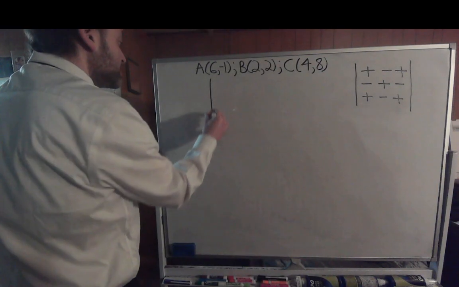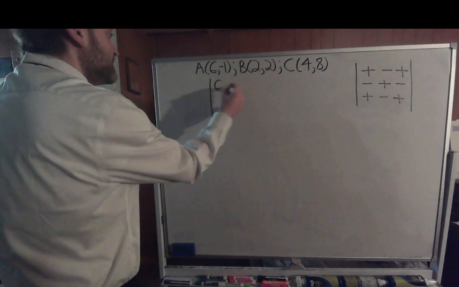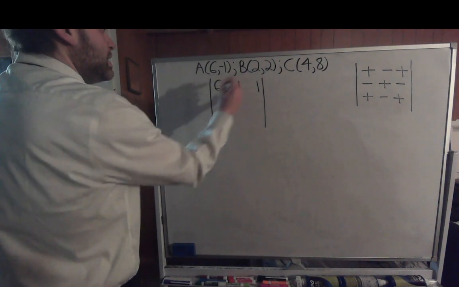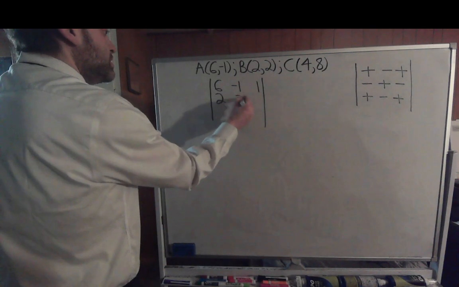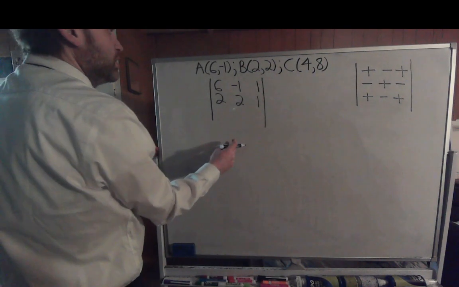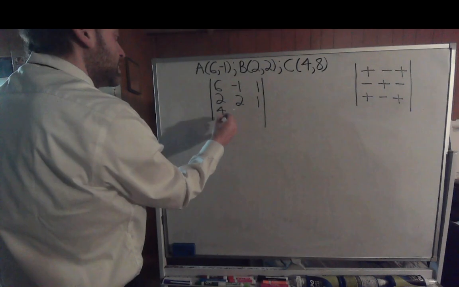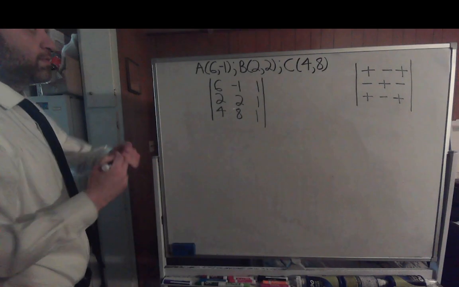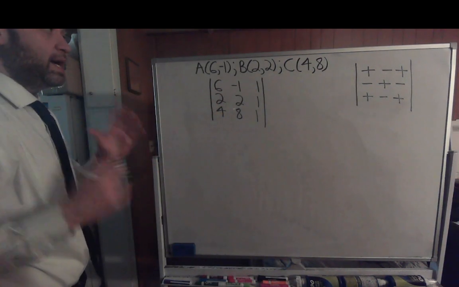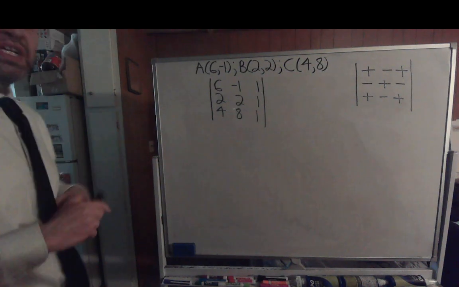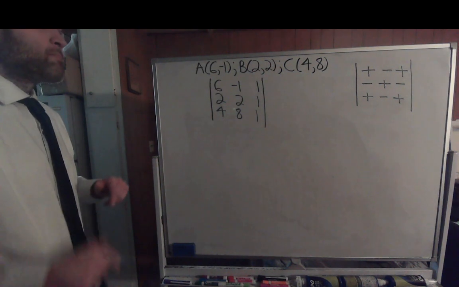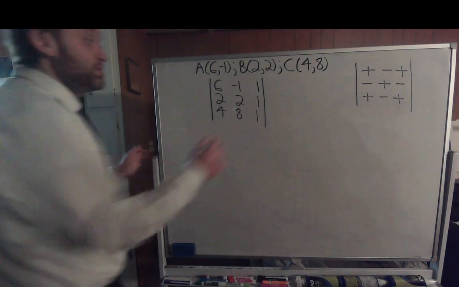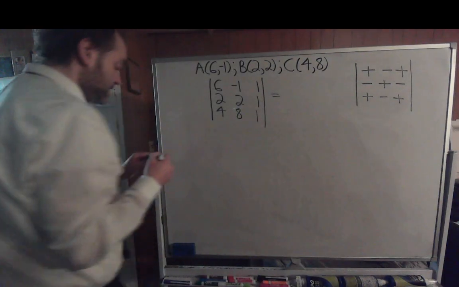Well, set up your determinant. So take your 6, -1, then the default 1 in the first row. Take your 2, 2, and the default 1 in the second row. And then take your 4, 8, and default 1 in this third row. Okay. No zeros to save us this time. But we have the third column, which is all 1s, so we can use that column at the very least.